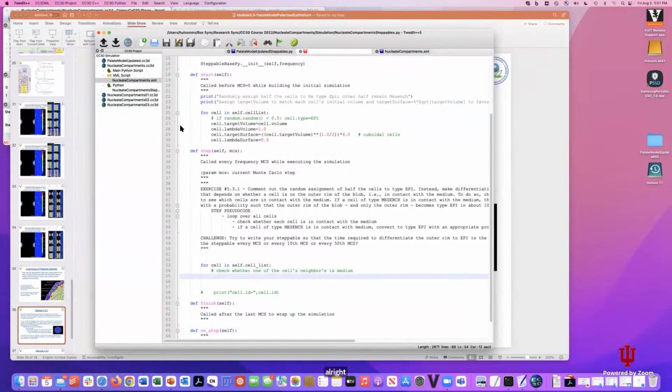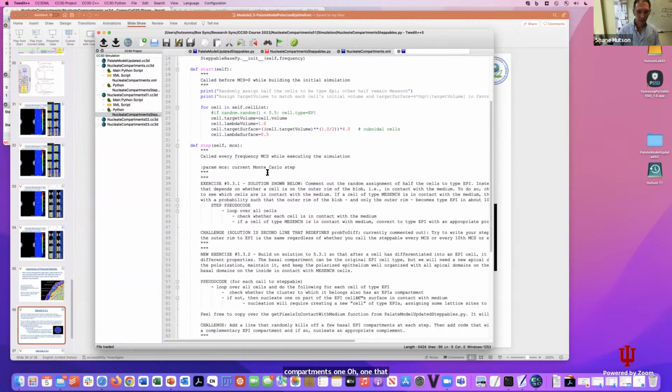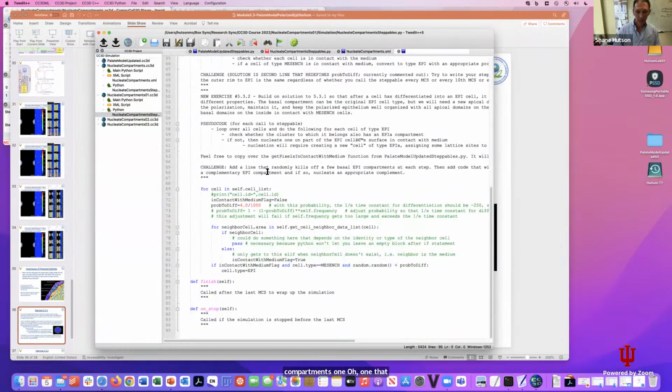All right. So if we want to be able to do that, let's see. I guess we can skip through because we might not be able to run these codes. Let me go to the nucleate compartments 101 that has the solution in it. And so here's the solution, and we'll walk through these, right? So we're going to loop over.